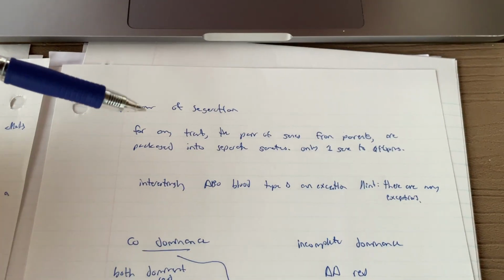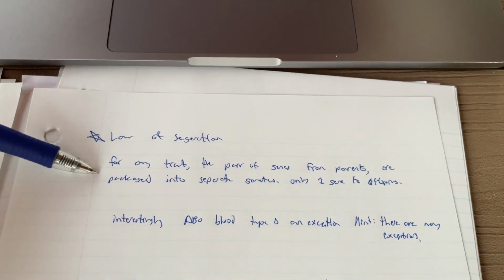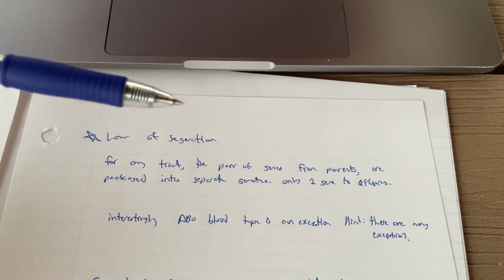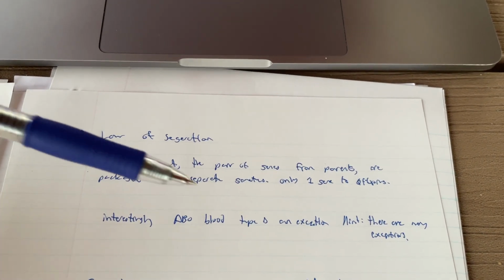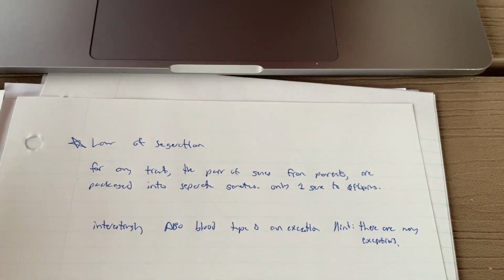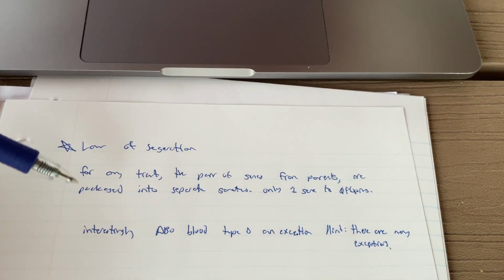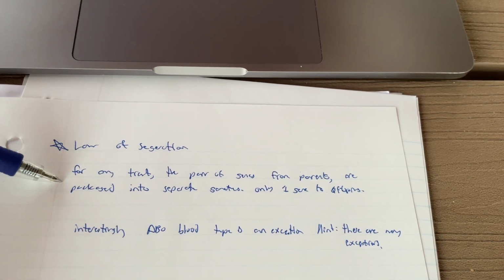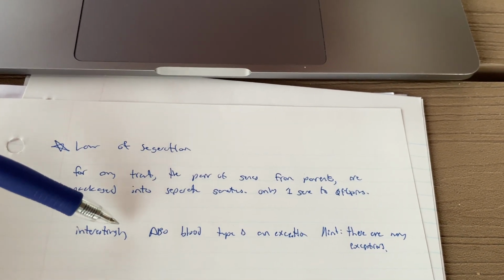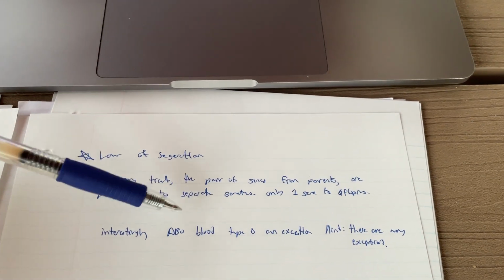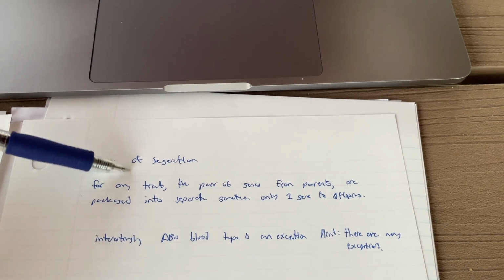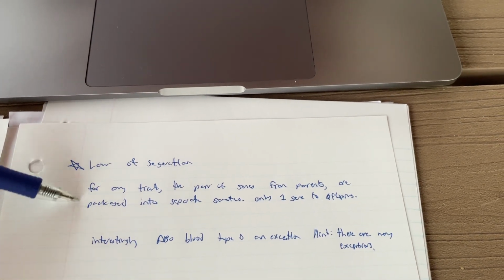Now, there's this thing called the law of segregation. It seems complicated, but it's very simple. For any trait, the pair of genes from the parents are packaged into separate gametes, with only one gene going to the offspring. All this is saying is that you're not going to get two genes from a parent into the gametes and sent off to the kids. You would in something like non-disjunction, but we're talking about a general rule of thumb.